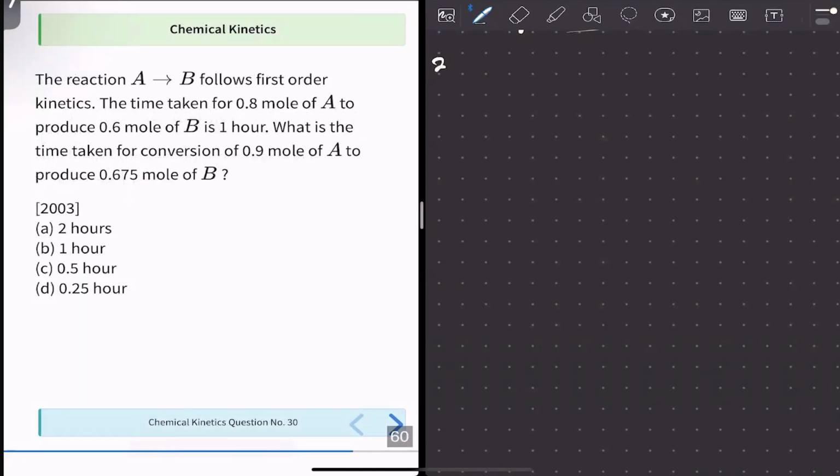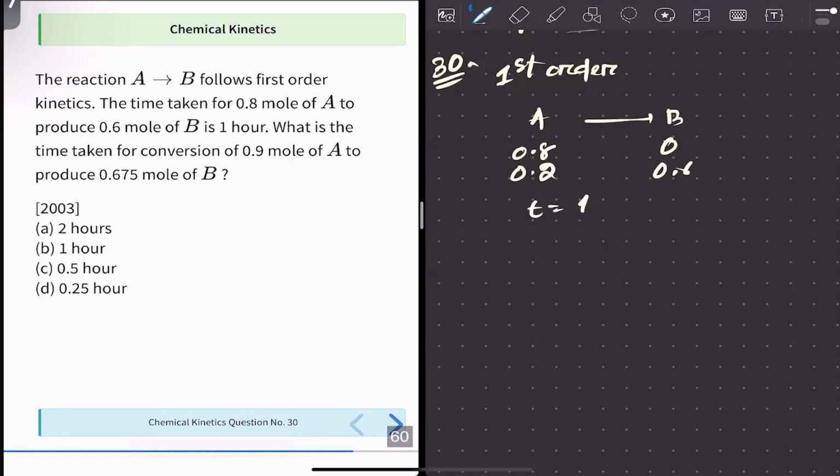Question number 30. The reaction A gives rise to B and follows first order kinetics. The time taken for 0.8 mole of A to produce 0.6 mole of B is 1 hour. First of all, write down the reaction: A gives rise to B. 0.8 mole of A to produce 0.6 mole of B means 0.6 mole produced, so 0.2 remains. Time is 1 hour.